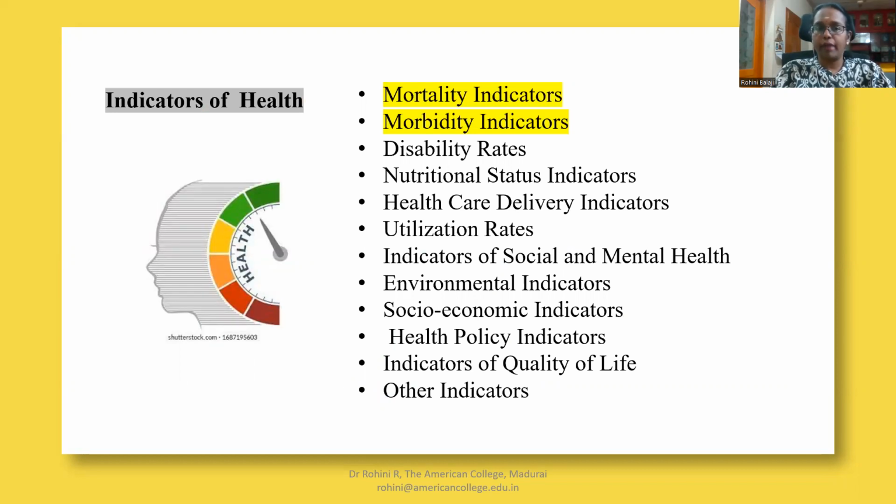Before going into the indicators of health, health is said to be a state of physical well-being, psychological well-being, mental well-being, social well-being, and spiritual well-being, and not merely the absence of disease or infirmity. This is the definition of health given by the World Health Organization.